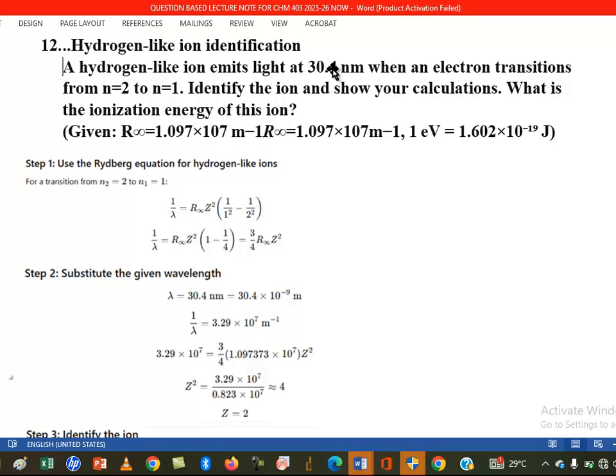So now you can equate it to the one above. You can say 3.29 times 10 raised to the power 7 is equal to 3 over 4, which is what you got earlier, times our Rydberg's constant, which is 1.097373 times 10 raised to the power 7.